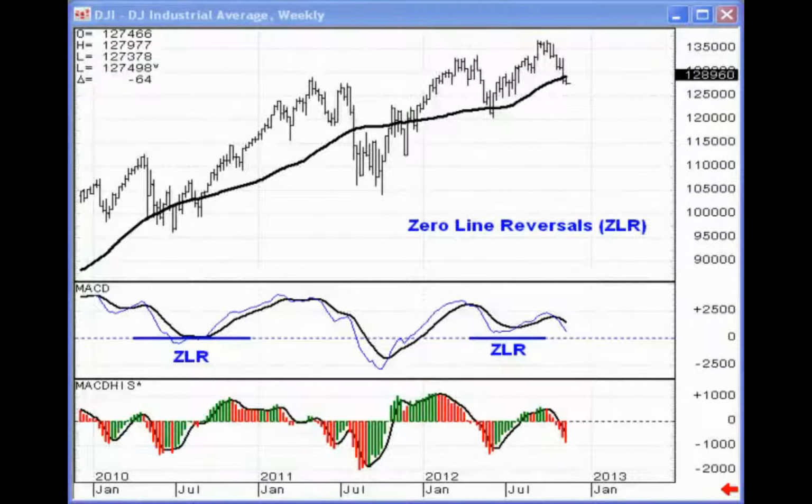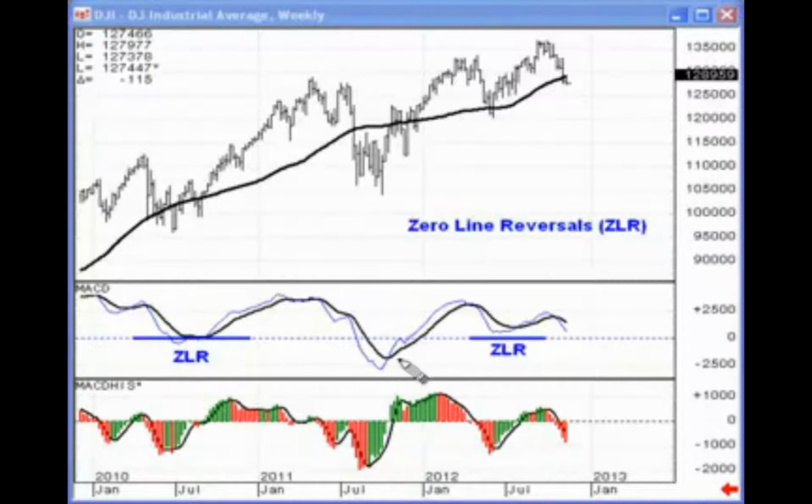MACD stands for Moving Average Convergence Divergence, and it was developed by Gerald Appel. The MACD indicator typically is exhibited as this is, with two lines. One line, in this instance here, the blue line, is the MACD line. That's the result of the difference between two exponential moving averages. The black line is simply a moving average of that MACD line, and that's referred to as the signal line. So the MACD indicator is comprised of two lines, one being the MACD line, the other being the signal line.